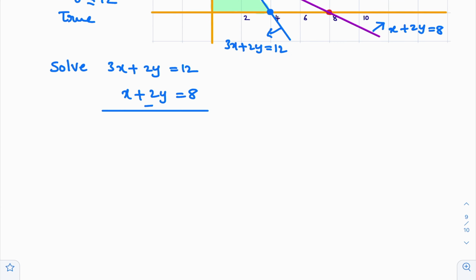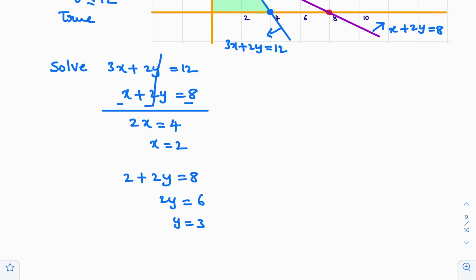You observe when we subtract, this 2y will get cancelled. 3x minus x is 2x. 12 minus 8 is 4. So you will get x equal to 2. Now I'll substitute x equal to 2 in this equation. You put x equal to 2, what you will get? 2 plus 2y equal to 8. From this, 2y equal to 8 minus 2, that is 6. 2y equal to 6, y equal to 3. So we got x equal to 2, y equal to 3.